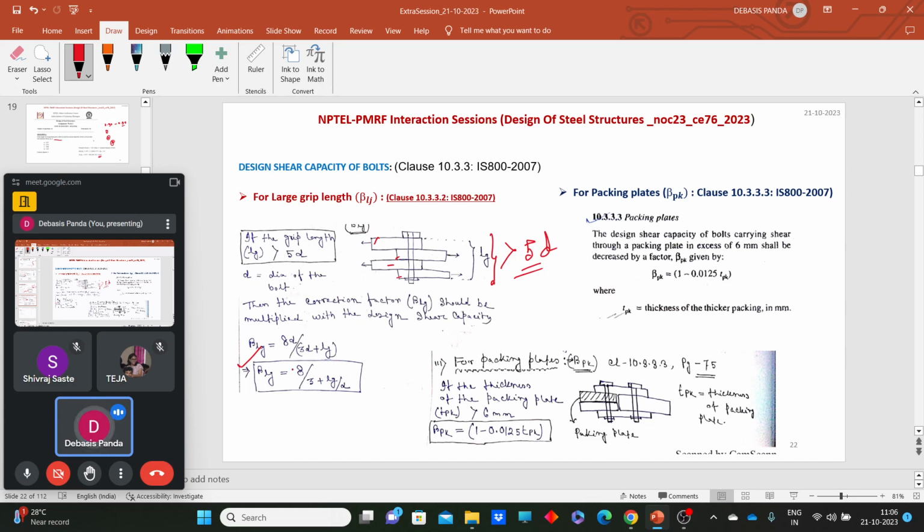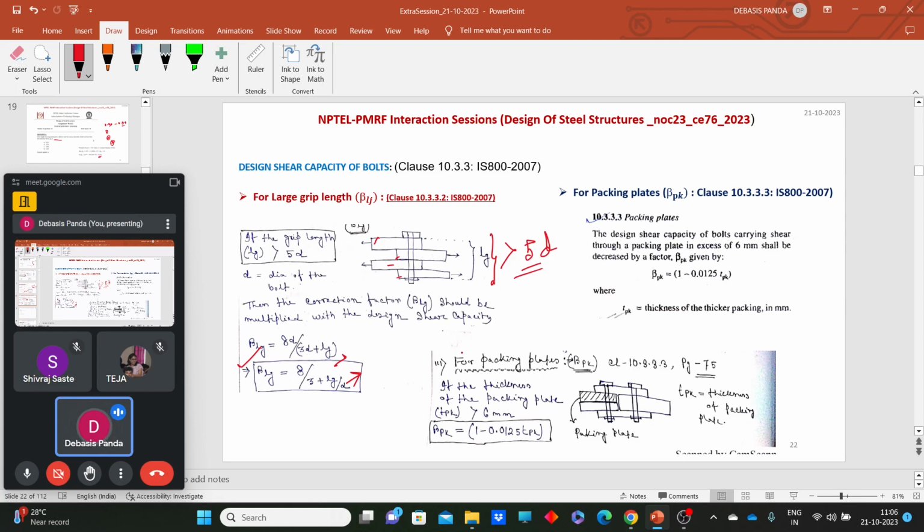So how can we calculate the value? 8 by 3 plus Lg by D. So if the value of Lg, that means grip length, and diameter of bolt, and for the case of the joint length or the connection length is given, then you can easily calculate the value of the correction factor.